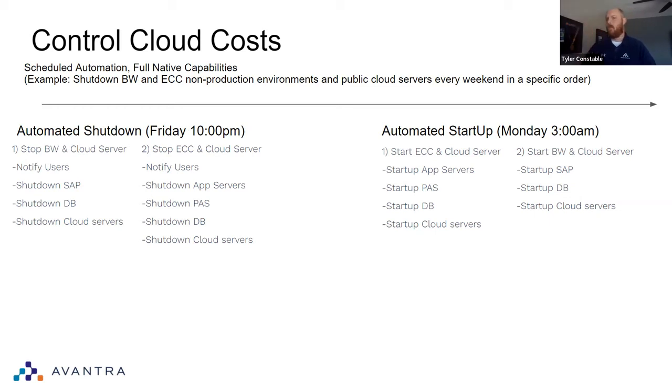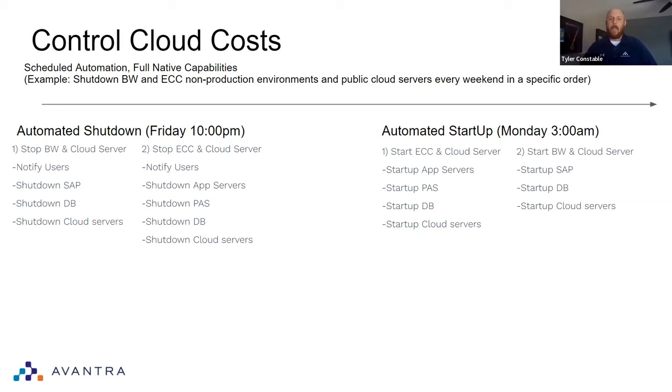Now, in this scenario, this is for an organization that, let's say, doesn't need non-production systems, right? So let's say it's a simple environment with dev, quality, and production, and they don't need development and quality up on the weekend. So essentially 2/3 of their environment can be shut down for 2 out of 7 days of the week, right? Saturday and Sunday. This could be a significant amount of cloud cost savings here.